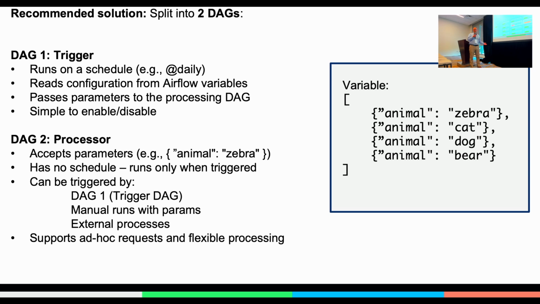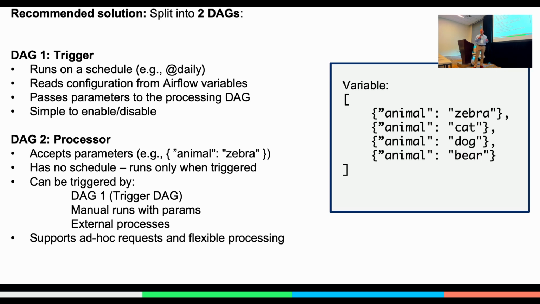So the trigger DAG just runs on a schedule, right? It's just a lightweight DAG that has the configuration on the right side. So we're saying, here are the animals I'd like to process using this configuration. So this DAG passes the parameters to the processing DAG, and you can turn this DAG on and off. It separates out the responsibility of automating it versus processing it.